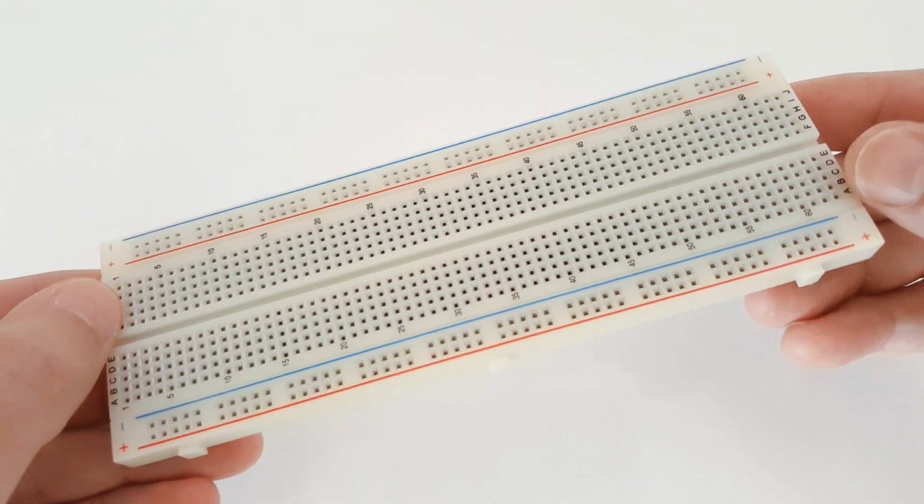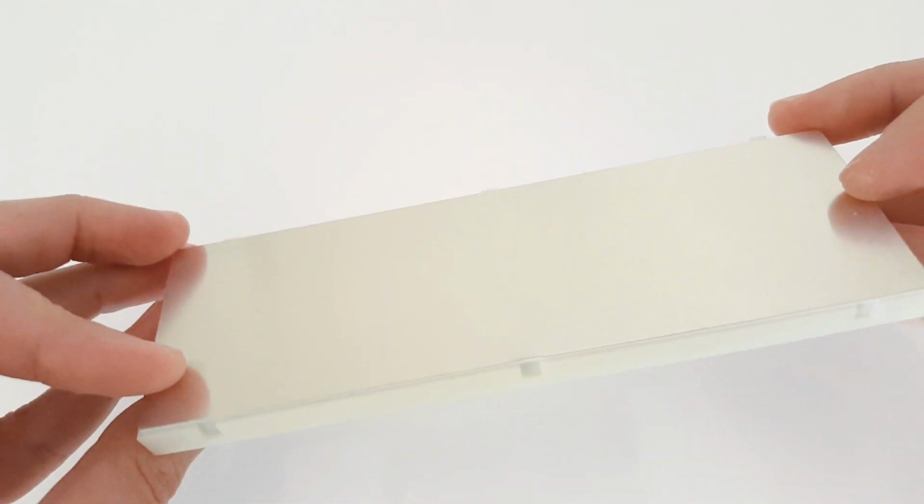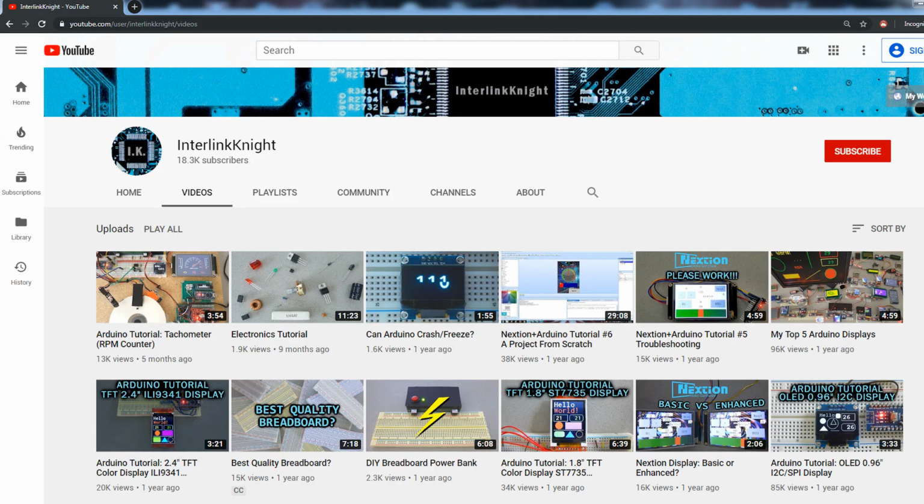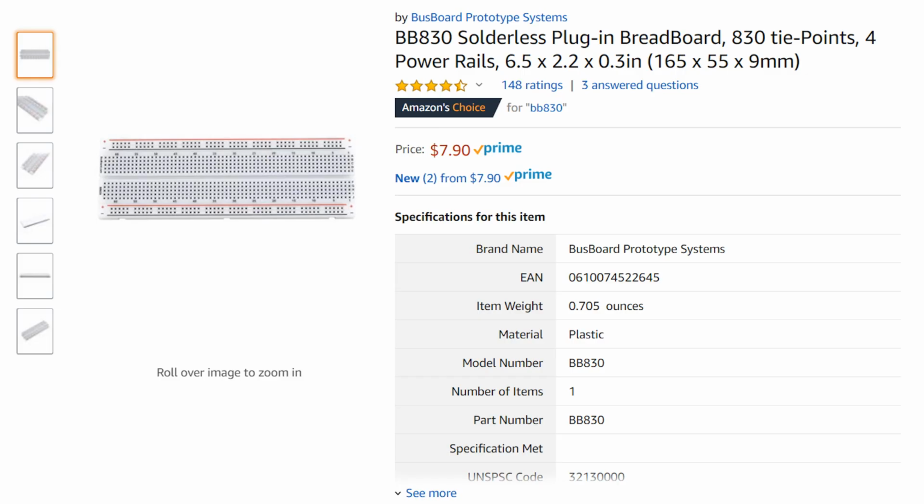Next on my list is a good quality breadboard. I know most Arduino enthusiasts already have one, but people usually underestimate the importance of good quality to guarantee good connections and avoid frustrations. I even made a video about choosing the best quality breadboard, but bottom line is that this one from Busboard Prototype Systems is really good at a great price.